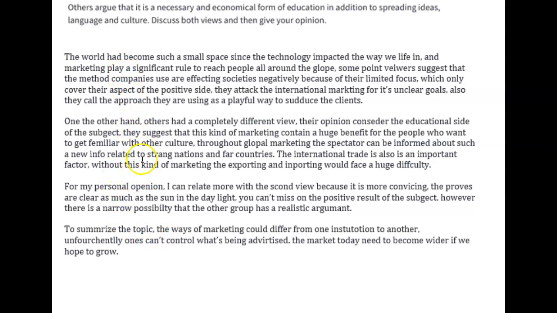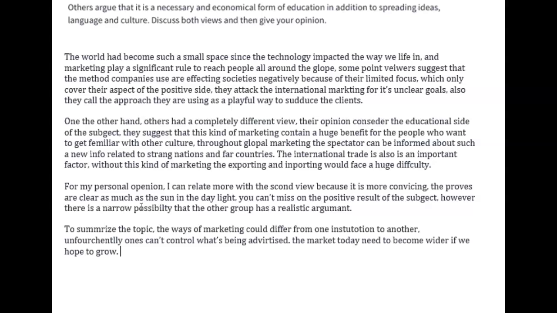rather incorrectly. Let me look at this one. For my personal opinion, I can relate more with the scanned view because it is more convincing. The proofs are clear as much as the sun in the daylight. You can't miss on the positive result of the subject. However, there is a narrow possibility that the other group has a realistic argument.